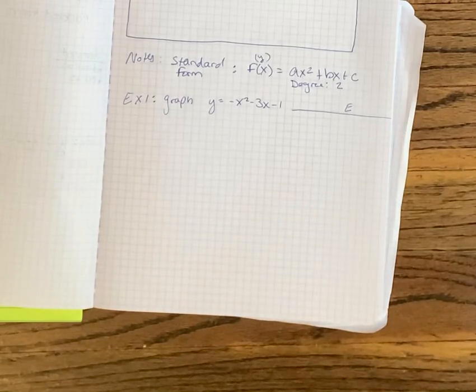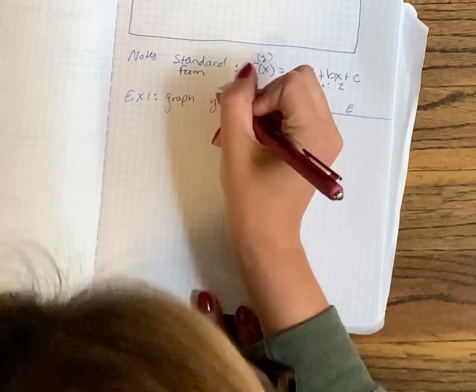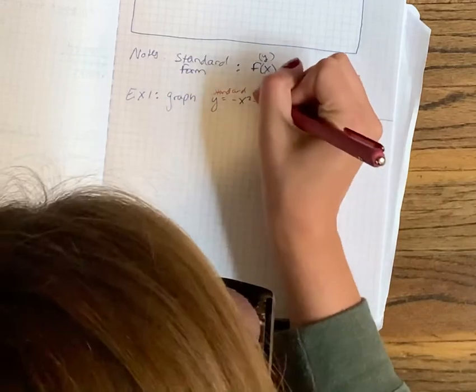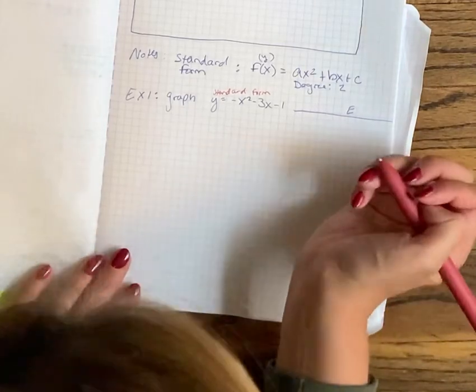So I see here that I need to graph y equals negative x squared minus 3x minus 1. How can I use the structure of this equation to reveal my key features in order to graph? Well, I'm looking at the structure of this equation, and I see that it's written in standard form. So I'm just going to write standard form at the top here just to remind myself that this is standard form. And I know that standard form reveals 2 major key features.